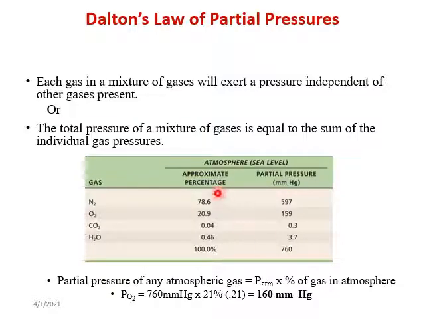This shows you the same. Maybe the percentage is slightly different, but that's irrelevant. It follows the same principle to calculate the partial pressure of a gas in a mixture, whether it's oxygen, CO2, or nitrogen. You take the percentage of that gas in the mixture, and you multiply it by the total pressure. As you can see, most of the gases which are present in the atmospheric air are oxygen and nitrogen. We have very little CO2 and very little water.